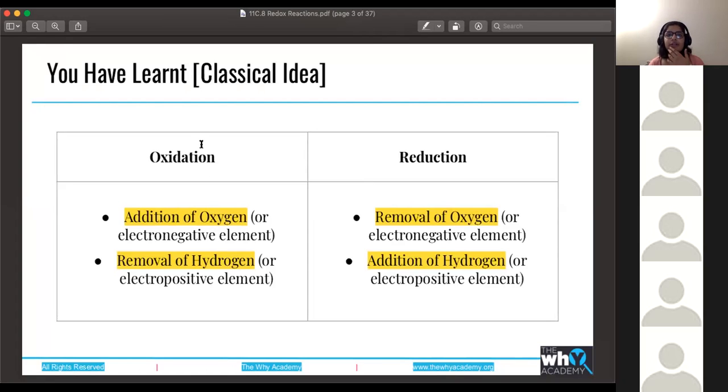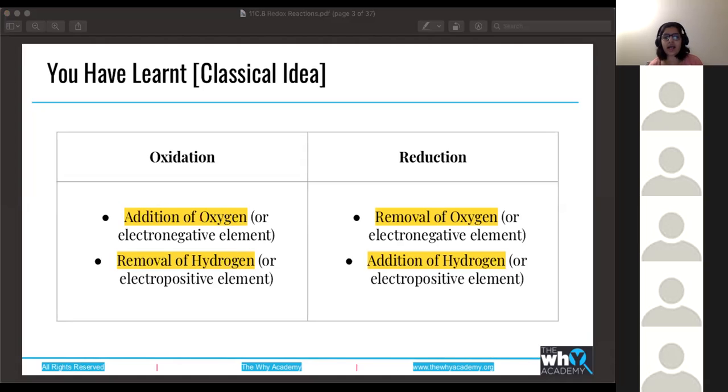So this is what you had worked with till last year. Oxidation means it is either addition of oxygen or the removal of hydrogen, right? And reduction means the opposite of it: removal of oxygen or addition of hydrogen. Initially, a lot of reactions when you burn things in air, even acid-base reactions, a lot of compounds contain oxygen or hydrogen. So this was a very convenient way to identify things.